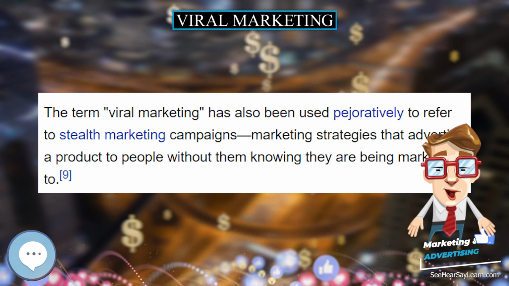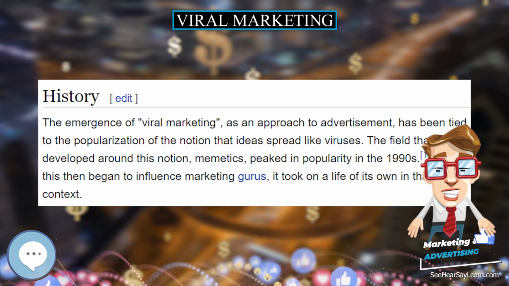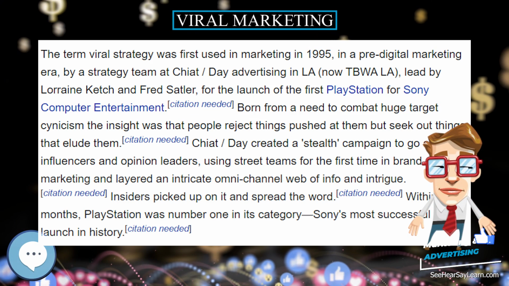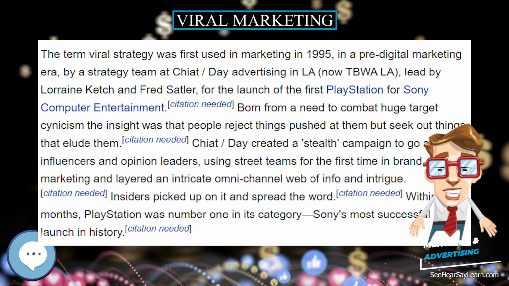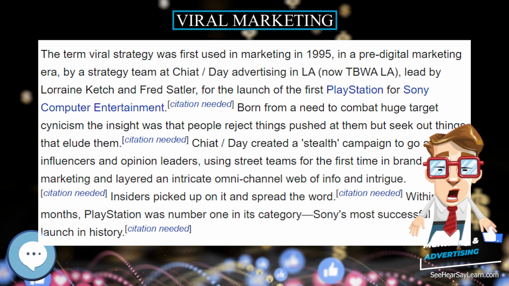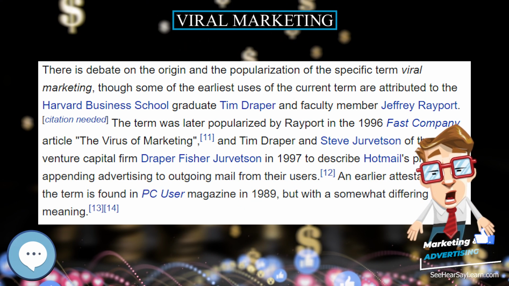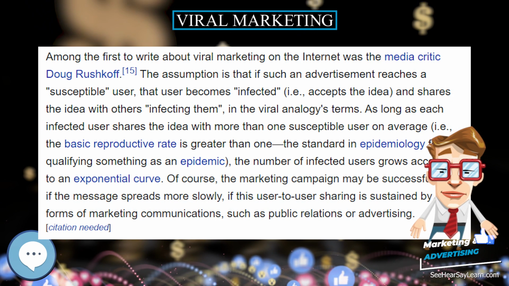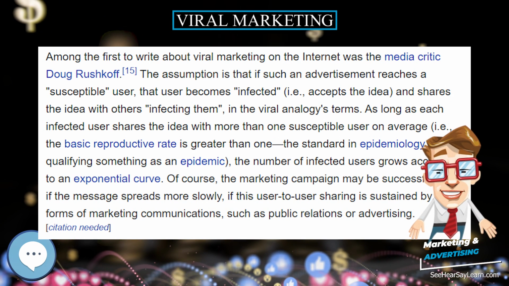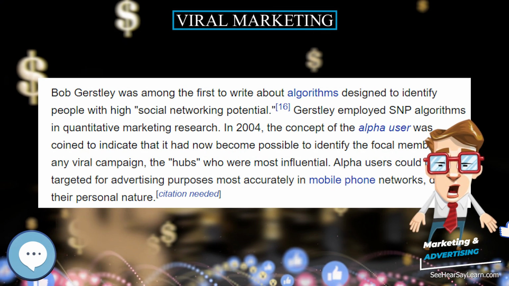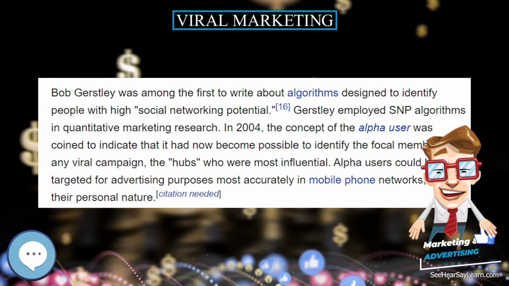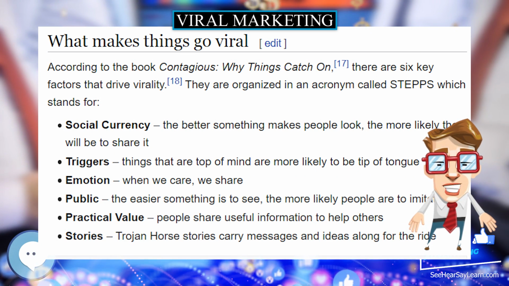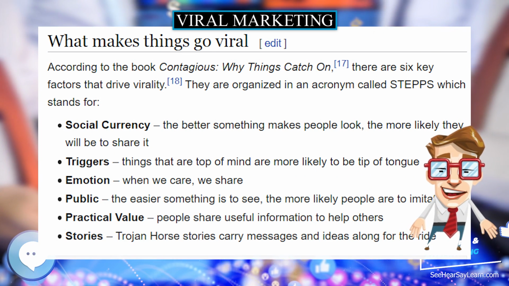There is debate on the origin and the popularization of the specific term viral marketing, though some of the earliest uses of the current term are attributed to the Harvard Business School graduate Tim Draper and faculty member Jeffrey Raport. The term was later popularized by Raport in the 1996 Fast Company article The Virus of Marketing, and Tim Draper and Steve Jurvetson of the venture capital firm Draper Fisher Jurvetson in 1997 to describe Hotmail's practice of appending advertising to outgoing mail from their users.